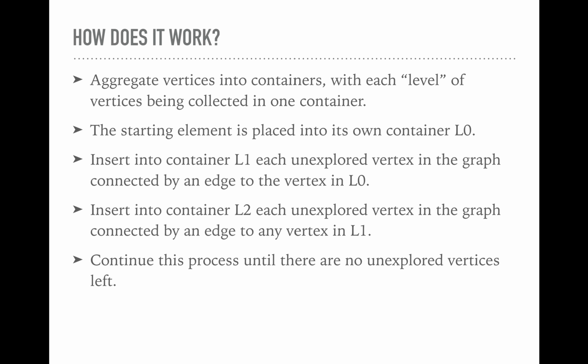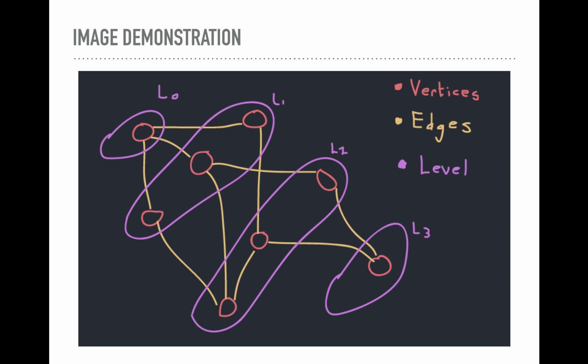Then similarly, we'll insert into container L2 each unexplored vertex in the graph connected by an edge to any vertex in L1. There's presumably some vertices in L1. They have some edges presumably that lead to other vertices. All of those new vertices will be placed in container L2, meaning level 2. We'll continue this process until there are no unexplored vertices left.